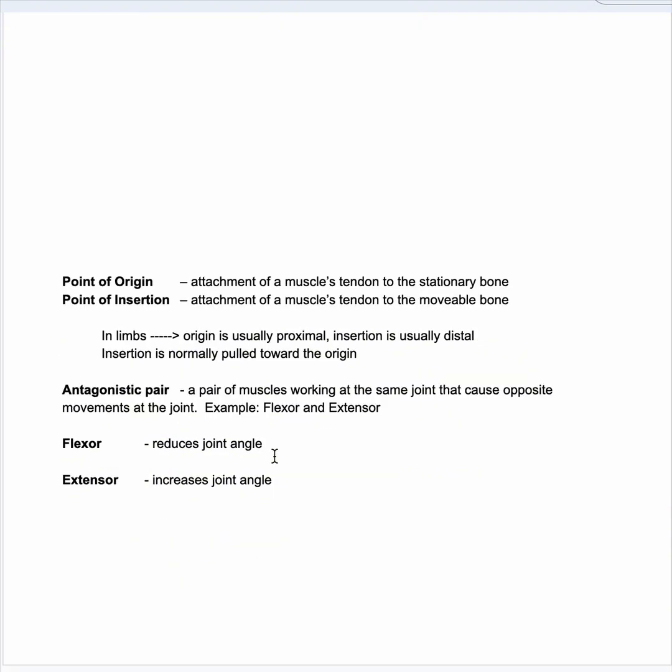So an antagonistic pair, it's pretty simple. It's just a pair of muscles working at the same joint that cause opposite movements at the joint. So literally just kind of the same idea of origin and insertion. For example, a flexor and extensor. A flexor reduces the joint angle. Think about when you're putting your arm upwards, you're reducing that joint angle, or when you're doing curls with weights. An extensor is increasing the joint angle, and otherwise literally just putting your arm back from doing curls or something like that.